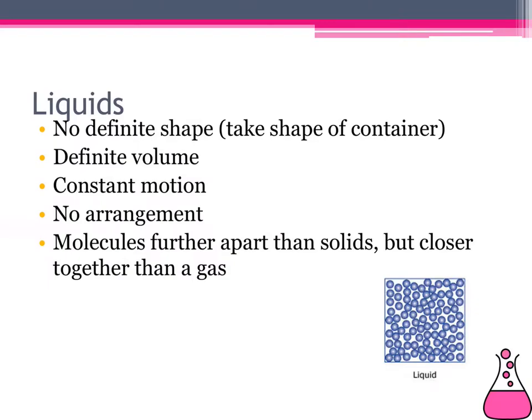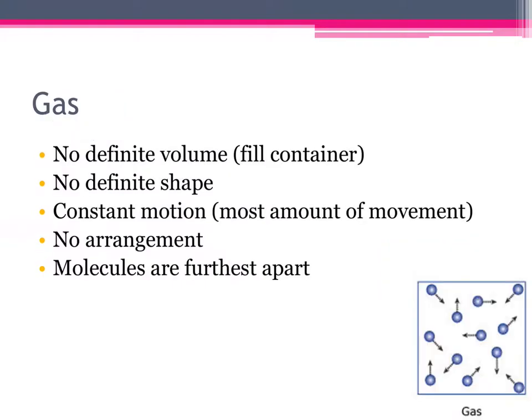Liquids have no definite shape. They take the shape of whatever container we put them in, but they do have a definite volume. I can measure that volume of my liquid, and it doesn't change depending on the container that I put it in. They're in constant motion too, more motion than my solids. There's no real arrangement of particles. They're more scattered, and the molecules are further apart than in solids, but closer together than in gases.